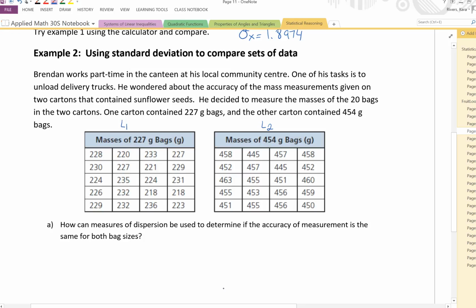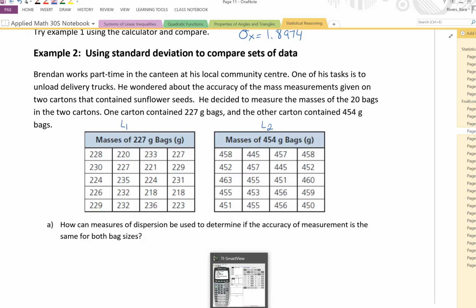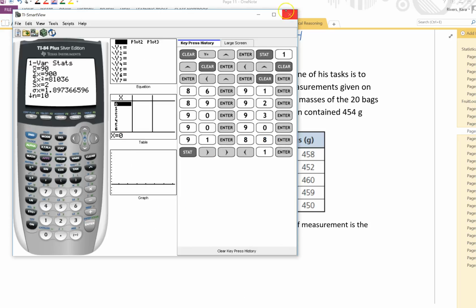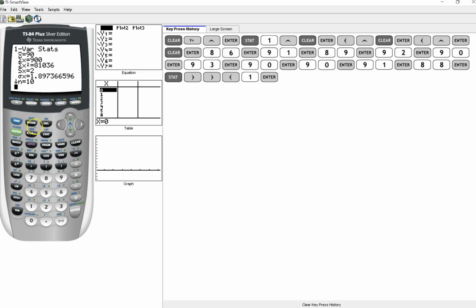Now it says, how can measures of dispersion be used to determine whether the accuracy of measurements is the same in both bags? Before we do that, let's figure out what the range, the mean, and the standard deviation is for each bag. So let's put our data into our graphing calculator. I'm going to make this bigger here. We're going to go back into stat 1. I'm going to clear this out, and I'm going to put all the data from the 227 gram bags into list 1 and all the data from the 454 grams into list 2.